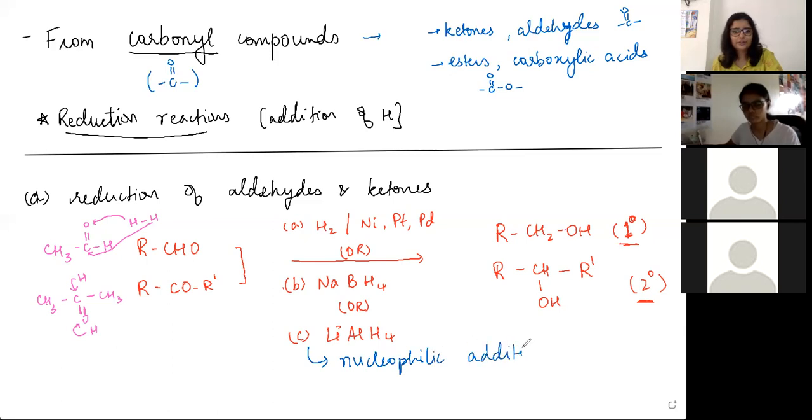So if this is a nucleophilic addition, can you figure out what nucleophile is being added? What is the nucleophile we are referring to here? Nucleophile means it likes the nucleus. What sort of a charge will it have? Negative. Yeah. So lithium aluminium hydride is negatively charged.